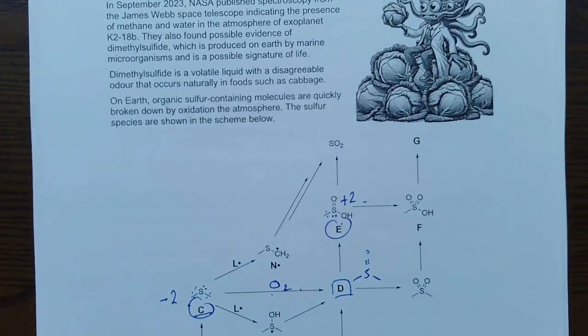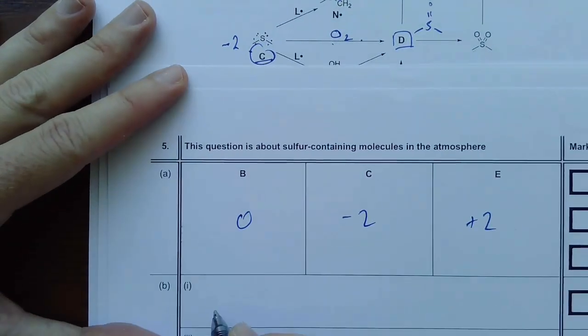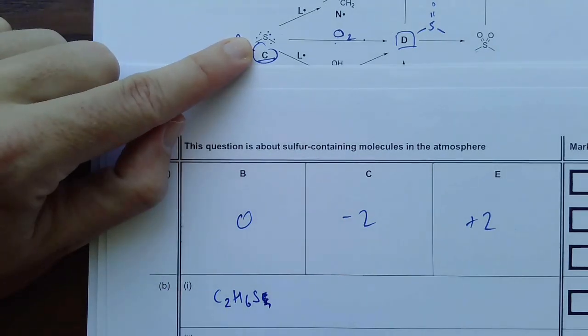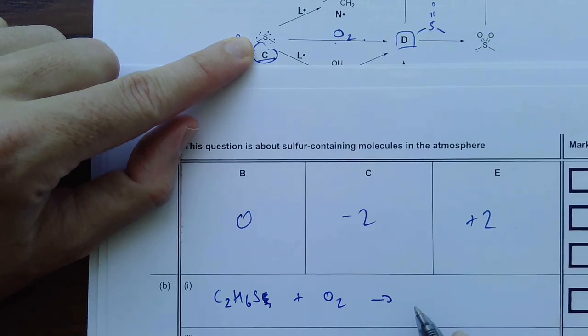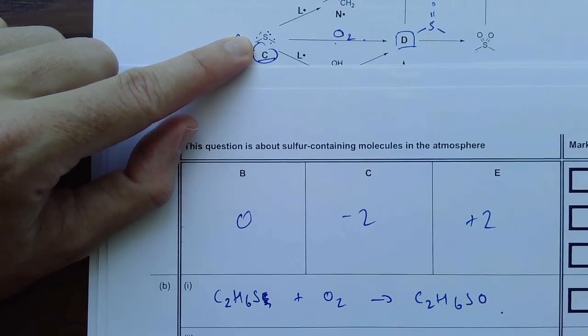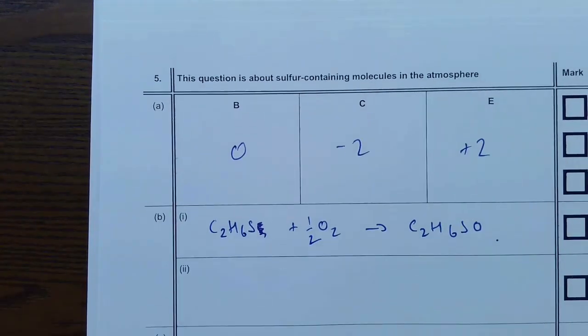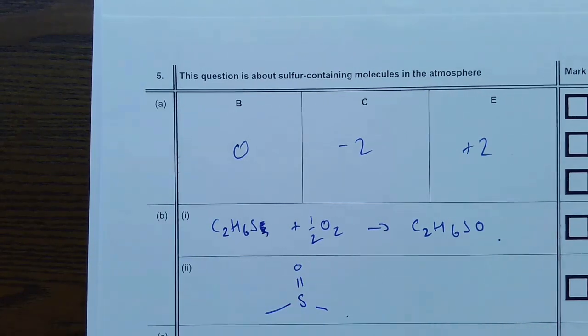All right. So what is the formula of that? The formula of that is C2H6S. So C2H6S plus O2 to give me C2H6SO. But I've only got one oxygen, so it's a half there. And then my compound D is what I've just drawn, which is that.